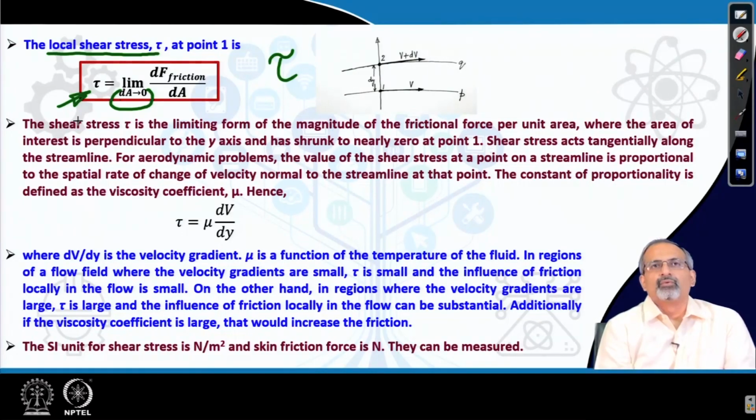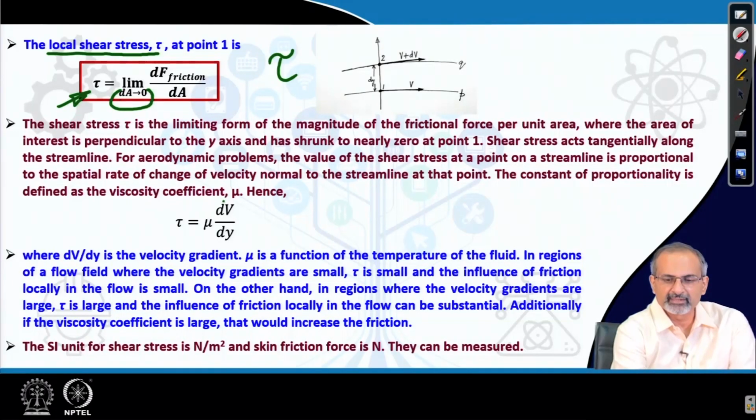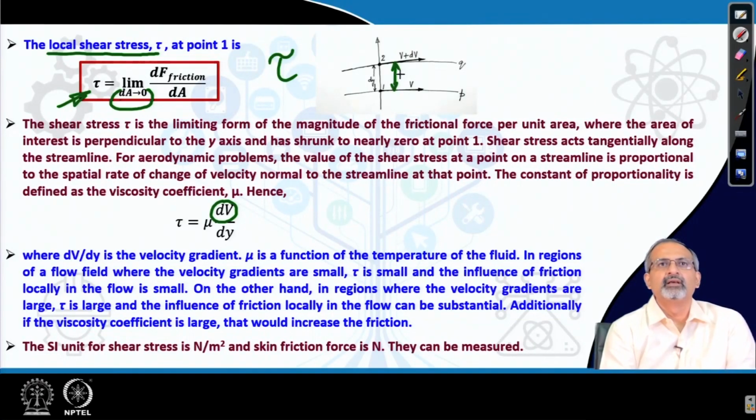Okay. So, for aerodynamic problems, there is a further simplification. We find that the value of the shear stress at a point on a streamline is proportional to the spatial rate of change of velocity normal to the streamline at that point. That means, we can relate it with the change in velocity which occurred between these two streamlines. That is a beautiful connection with the flow field. So, we can go directly into the flow field, invoke information about the velocity change and put it into the shear stress expression to obtain it.